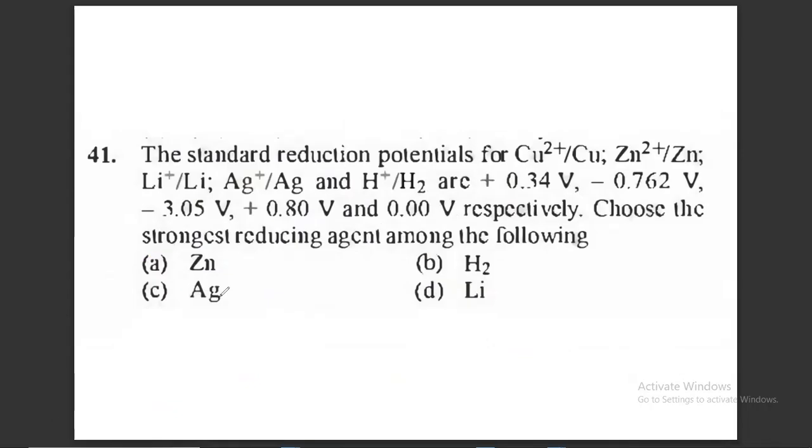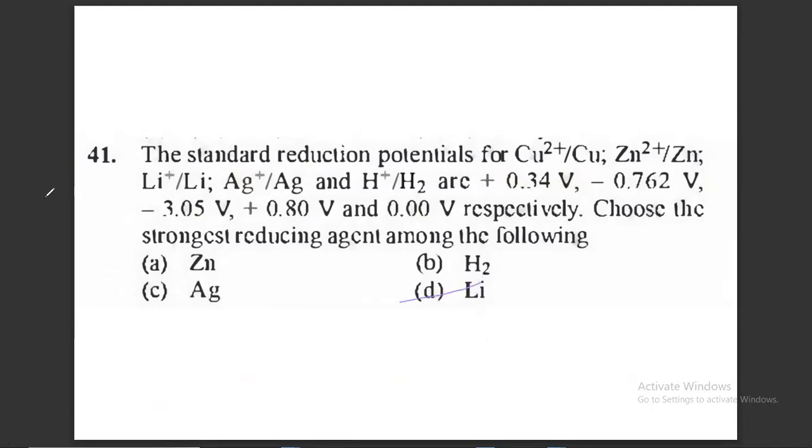The standard reduction potential for copper ion, zinc ion, lithium ion, silver, and hydrogen ion are given below. Choose the strongest reducing agent among the following. So more the negative reduction potential, more is the tendency to lose the electron. The reducing power increases as the standard reduction potential becomes more and more negative. And thus the lithium is the strongest reducing agent, as you can look from the SRP values, lithium is the most negative, approximately minus 3.05. So the answer to question number 41 would be option D, lithium.